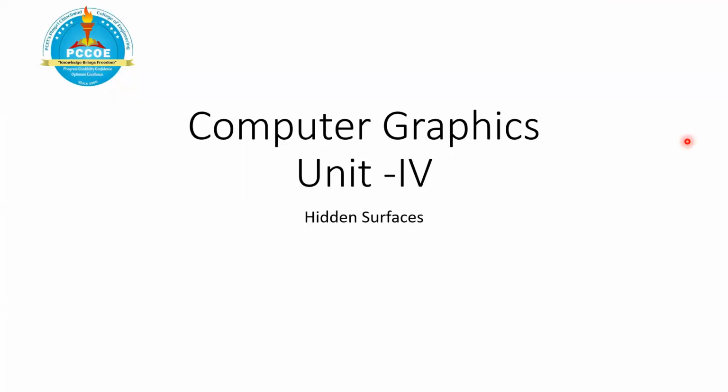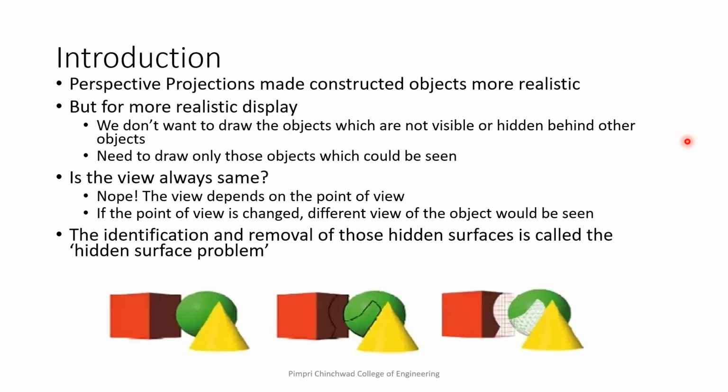Today we are starting with the topic hidden surfaces from unit 4. In unit 2 we have learned about windowing and clipping. If a whole scene is stored in the object space using the world coordinate system, windowing tells us how to select a particular portion of that scene so that it can be displayed in the viewport of the display device using the device coordinate system. And clipping tells us how to remove the portions which fall outside the window portions.